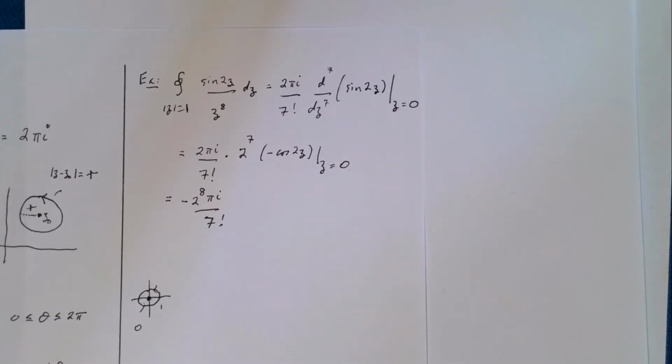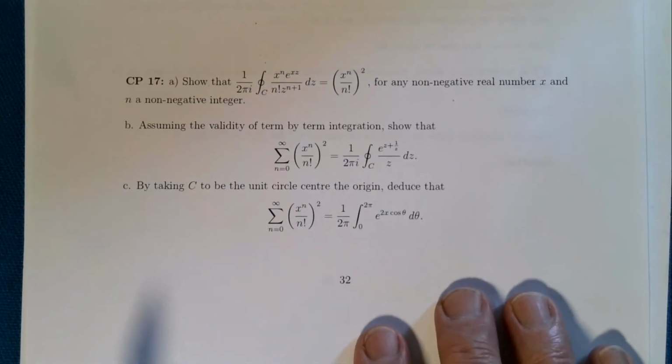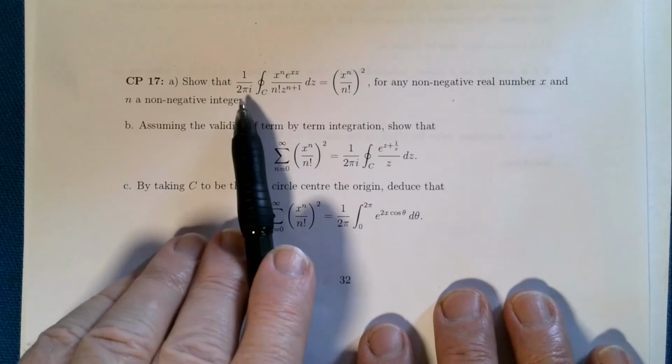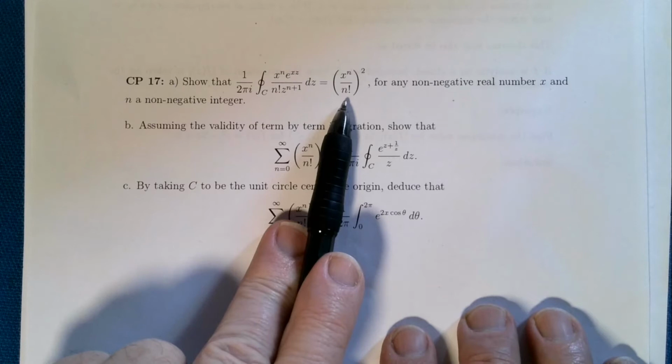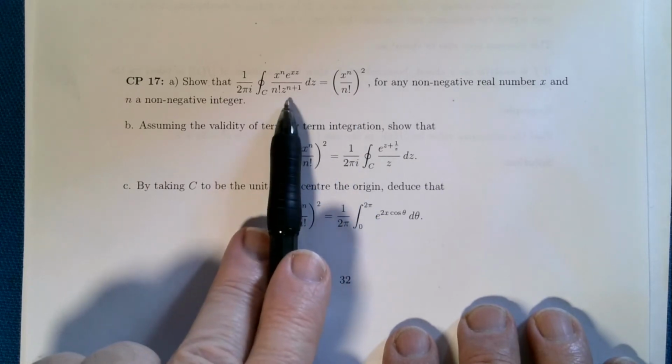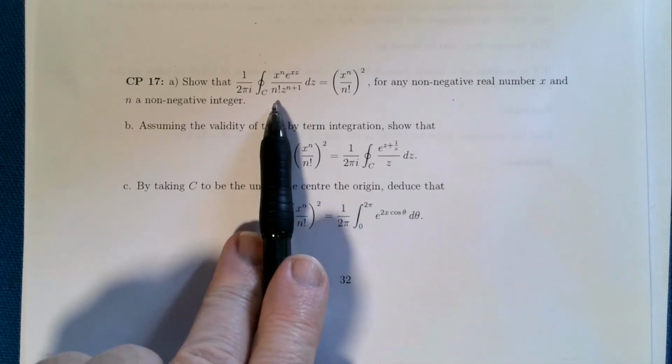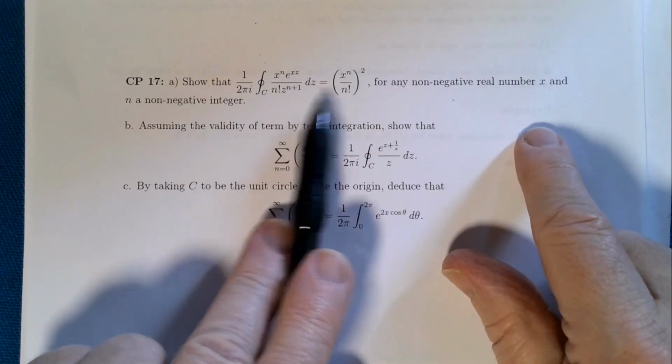Now, as I mentioned, there's a little challenge problem to have a look at if you want to play around with this a little bit. So here's the challenge problem to show that this is equal to this. Now that's actually fairly easy in fact. We're taking x here as a real number, n's a non-negative integer, and we're doing the integral dz. So this is really just using Cauchy integral formula in the generalized form, and that's easy to show.